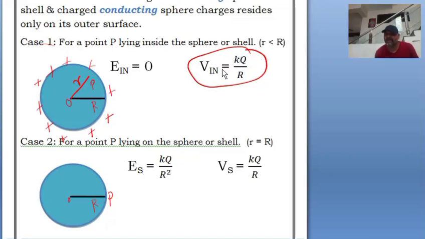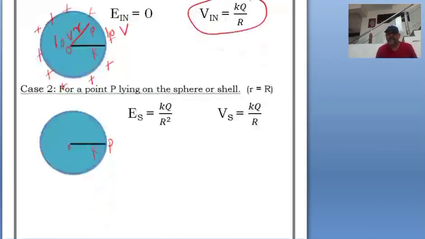What I mean here is this: suppose the potential on the sphere is say 10 volt. At any point inside the sphere also it will be equal to 10 volt. At any point you consider, it will be 10 volt. So that is case number 1. Now we'll proceed to case number 2.